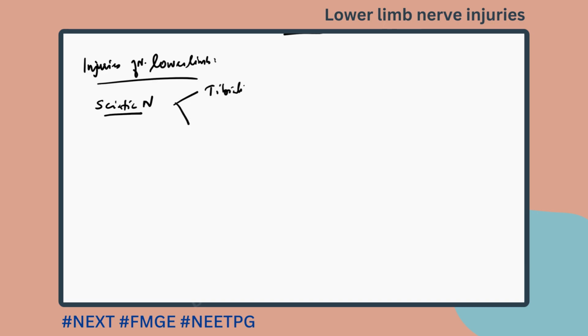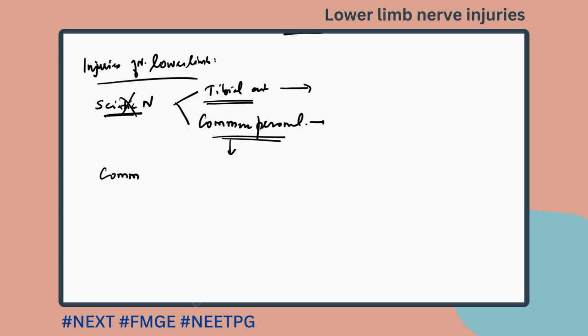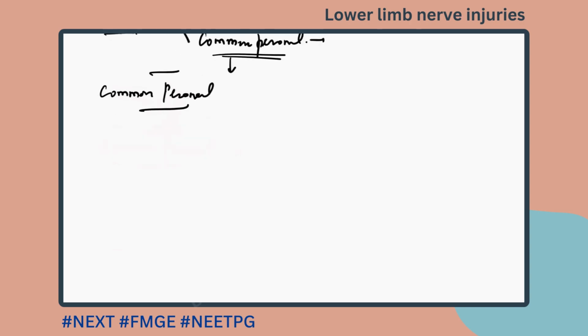One is the tibial part and another one is the common peroneal part. If the sciatic nerve gets affected, the muscles which are supplied by the tibial part and the common peroneal part will all go in for paralysis of the lower limb. More than sciatic nerve injury, common peroneal nerve injury is very frequent. So we will just have a detailed review of common peroneal nerve injury.